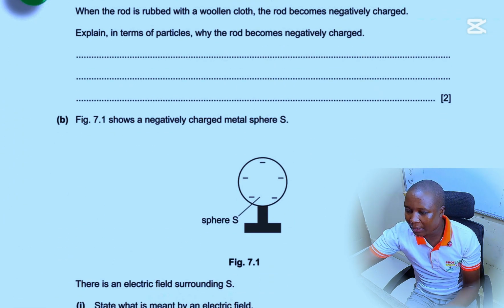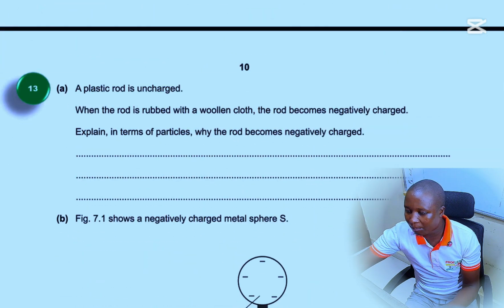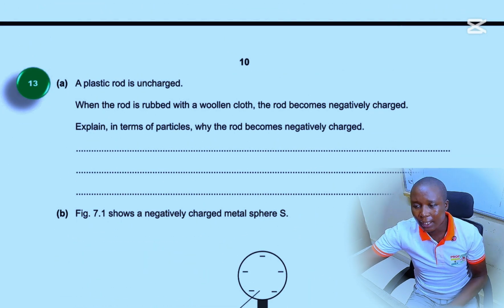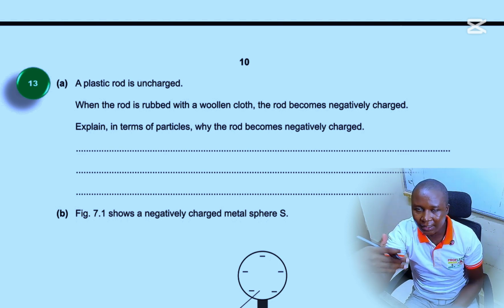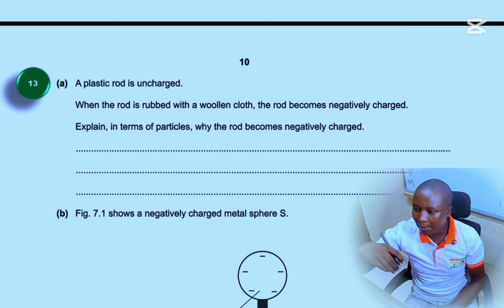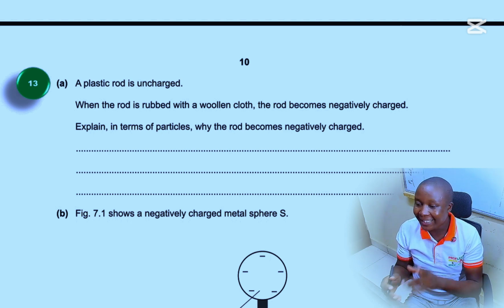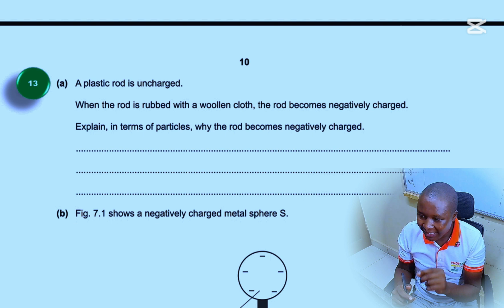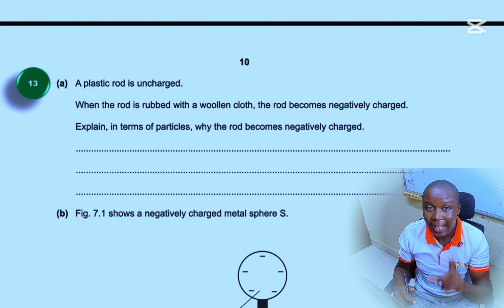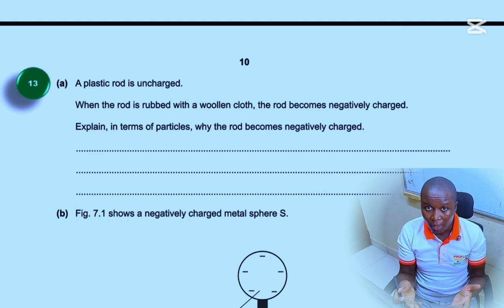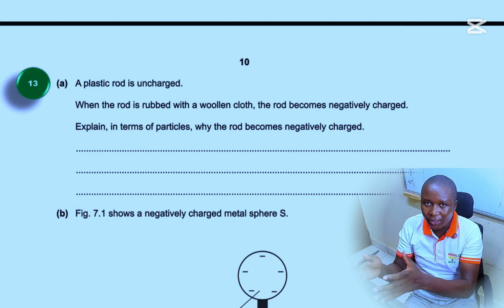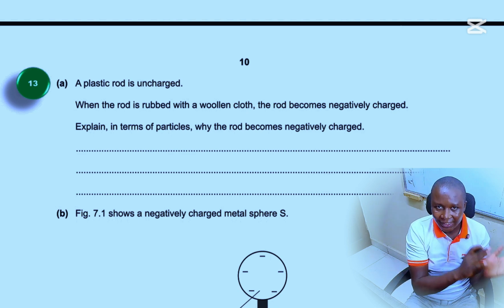The next part that we are talking about is charges, electrostatics. Remember, like charges repel and unlike charges attract. When a plastic rod is uncharged and is rubbed with woolen cloth, the rod becomes negatively charged. Explain in terms of particles why the rod becomes negatively charged. The rod becomes negatively charged due to friction, and this happens when electrons move from the cloth to the surface of the rod.